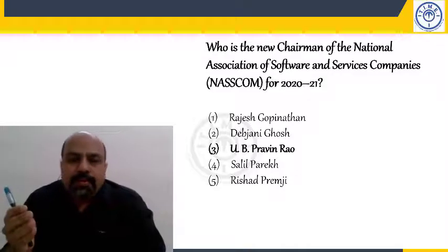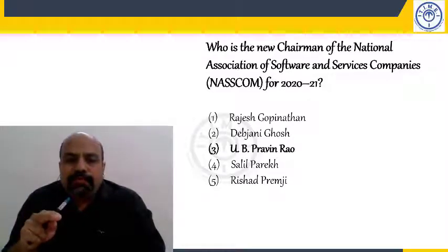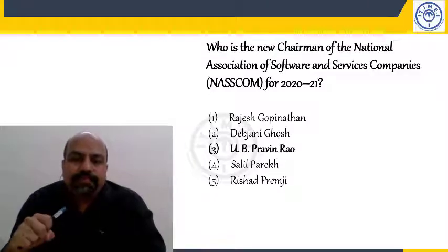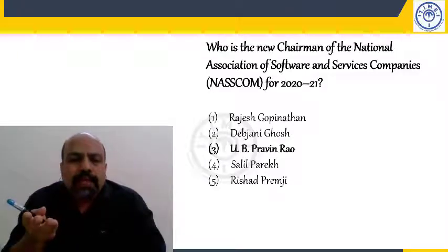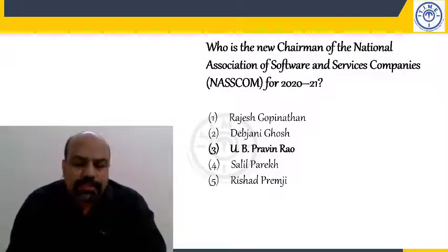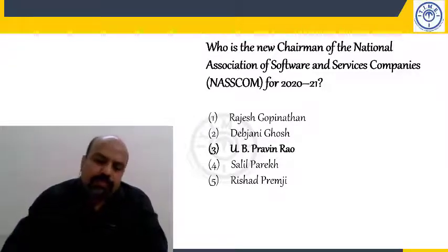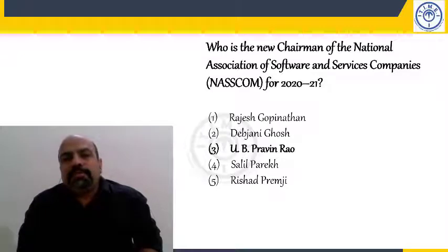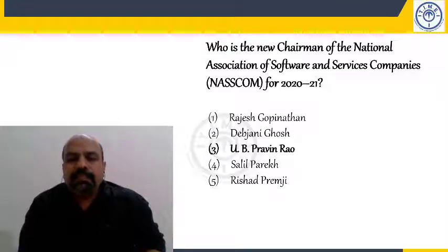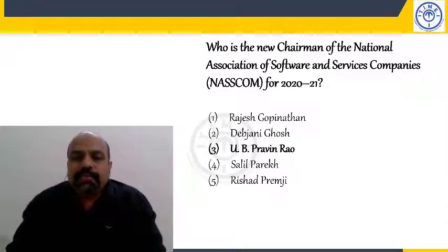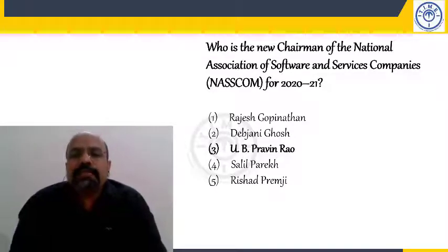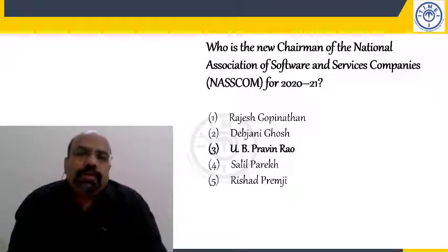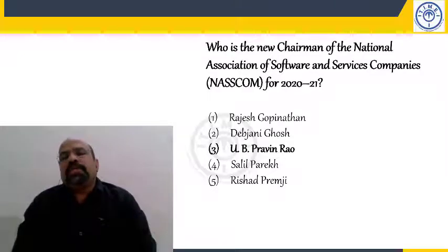Okay. Look at choice 4, Salil Parekh. Right, Salil Parekh, dash, CEO, Infosys Technologies. He is the boss of UB Praveen Rao. So Salil Parekh, CEO of Infosys Technologies. Look at choice 5, Rishad Premji, dash, Chairman of Wipro Group.